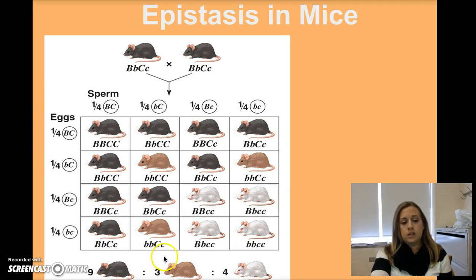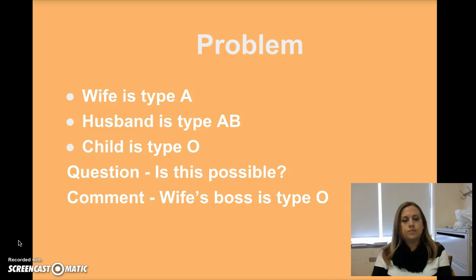So again, we can see here 9 to 3 to 4, although in mice, capital B is for black fur, and then the lowercase b is for brown fur, so that part is different between mice and gerbils. So let's do a quick practice problem.